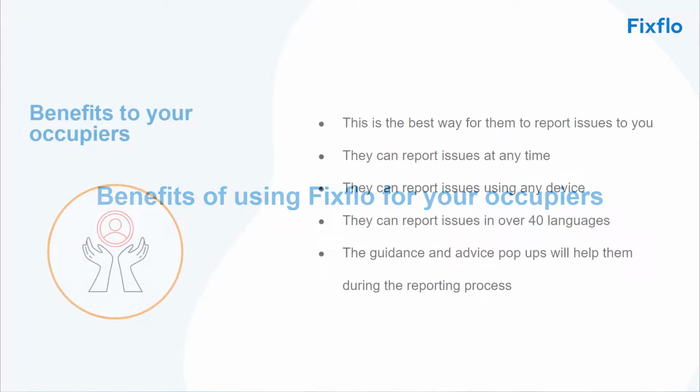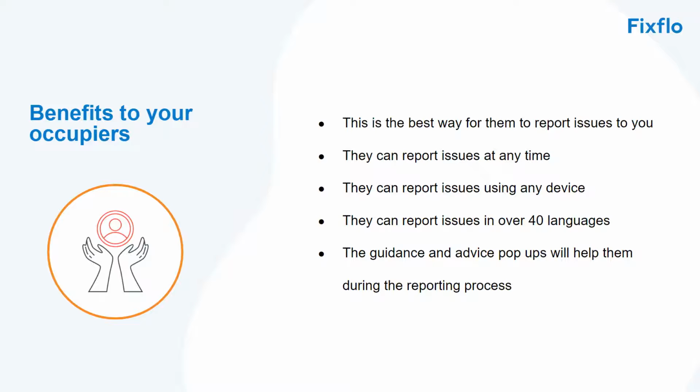It will let your occupiers know that this is the best way to report maintenance issues to you. It will allow your occupiers to report maintenance issues anytime. As Fixflo is cloud-based, occupiers can report issues using any device, for example a laptop, an iPad or a mobile phone. Occupiers can use the language tool on Fixflo, allowing them to report issues in over 40 languages. They will be aided by your guidance and advice pop-ups, which can help to filter maintenance issues out.